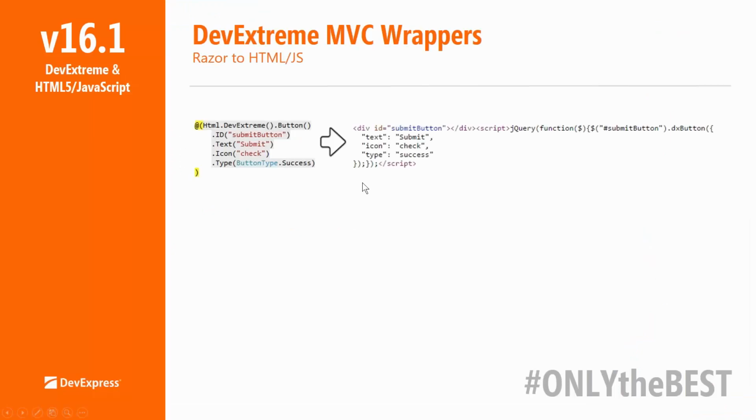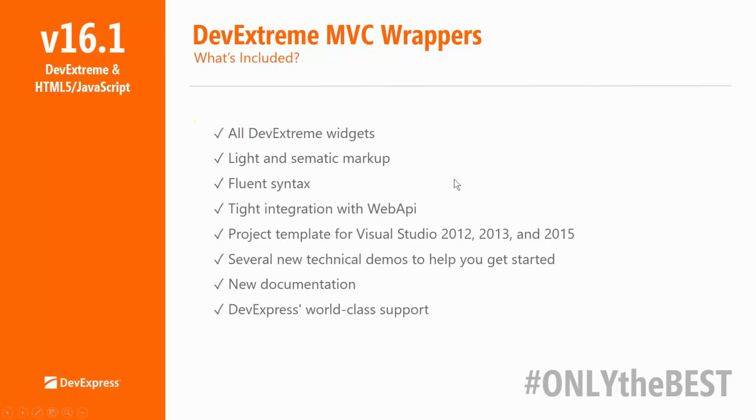We took a look at that sample. Now, just to recap, the Razor is rendered as a client-side widget. Now, what do you get by using this DevExtreme MVC wrapper? Well, all of the widgets, light semantic markup, as we said, Fluent syntax in MVC, tight integration with Web API, and you get support for Visual Studio 2012 through 2015. All those new technical demos that I just mentioned, the new set of documentation that we're also working on, and you get DevExpress's world-class support. So you get help from us if you get stuck at all.